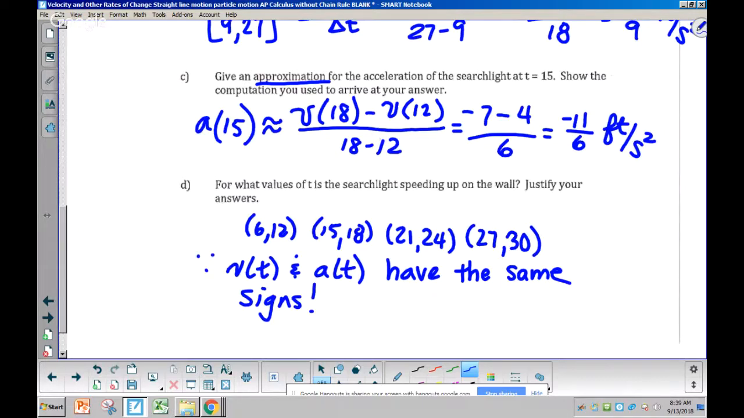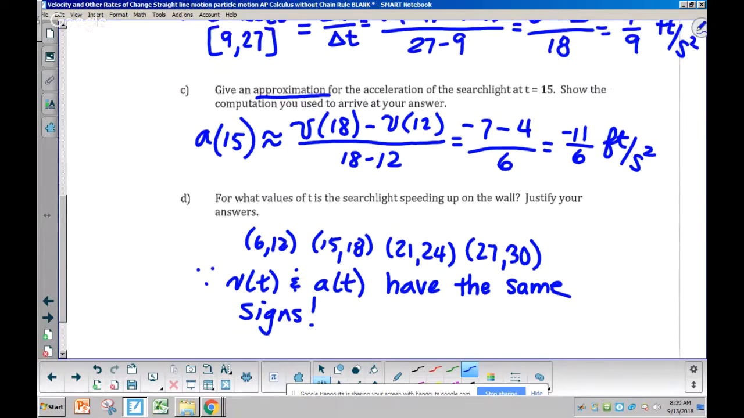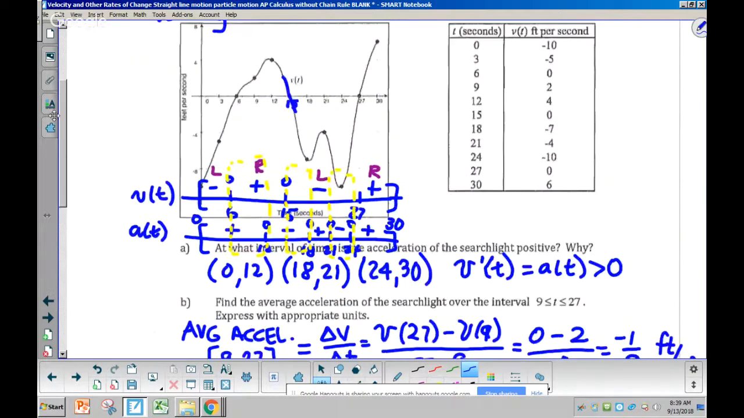For part C, I'm just a little confused because at 15, the velocity is 0. Why wouldn't acceleration be 0? Acceleration is the slope to the velocity graph at 15. The velocity's value is 0, but I'm asking for its rate of change, which is the slope. Okay? All right, so this is a typical kind of question you might see.